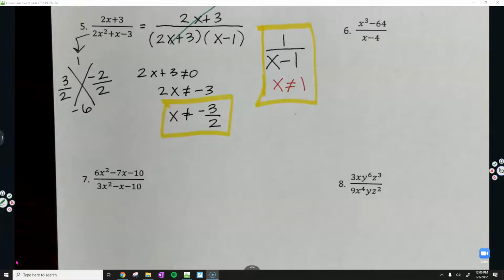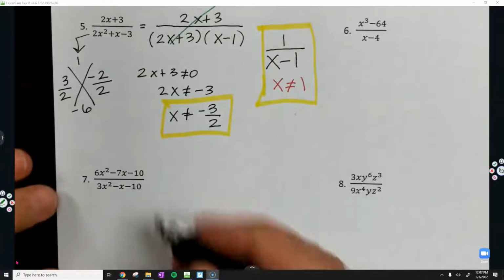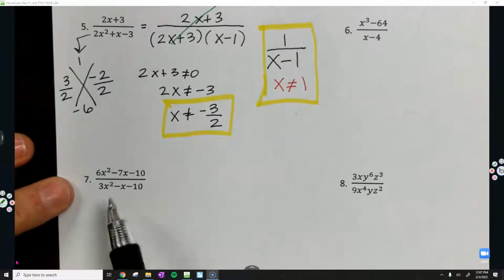For number 7, I'm going to do slide and divide, but guys, if there's a GCF that has to come out, if you don't factor out your GCF, slide and divide will give you the wrong answer. There's not a GCF in problem 7, but you will have one where you do have to factor out the GCF on your practice. So make sure to look for a GCF.